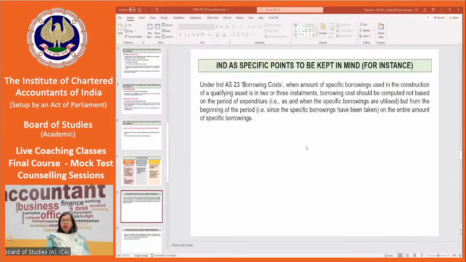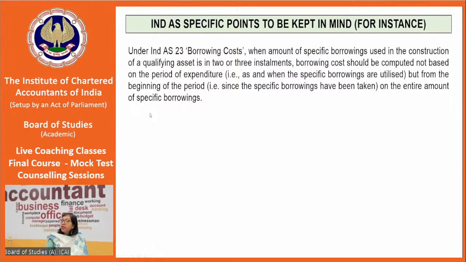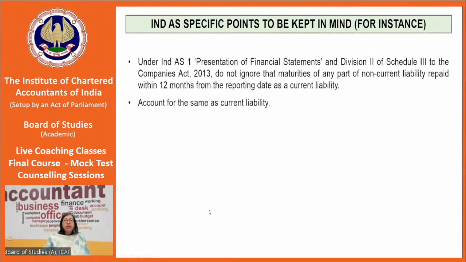Okay. So for India-specific points, we discussed Ind AS 23 borrowing cost, where students tend to make mistakes when it comes to specific borrowing and general borrowing. If the expenditure for specific borrowing is incurred in different phases, in different periods of time, then how to calculate the borrowing cost on that specific borrowing. Next slide is Ind AS 1.